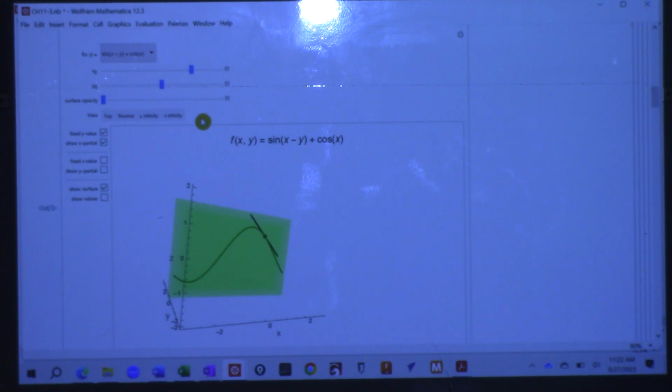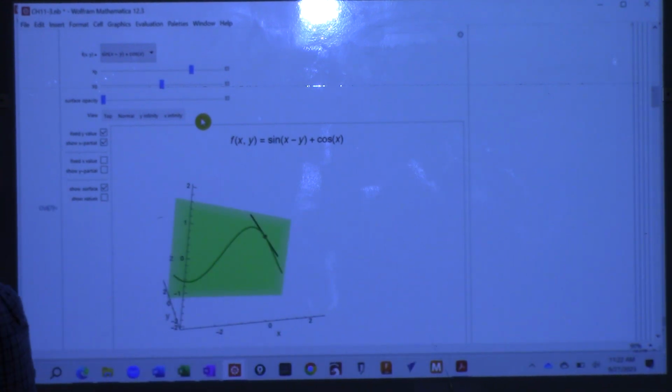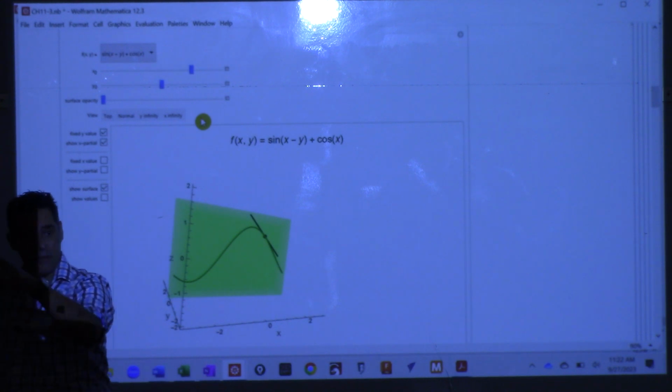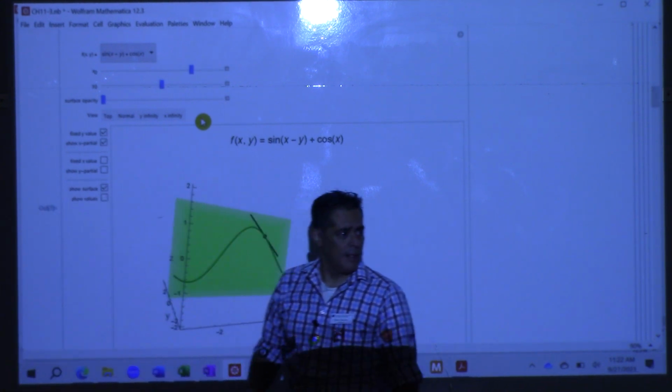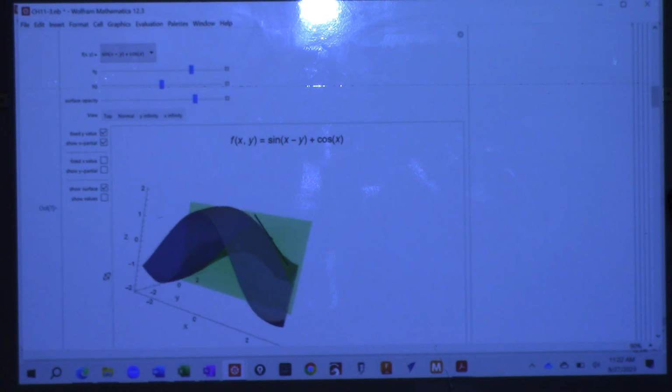What if I change the value of y? I said y equals 2, right? What if I change it to y equals 3? Is it going to change that curve? Absolutely, right? That curve will change. So let me bring the surface back in. Okay, and let me kind of rotate it back this way.